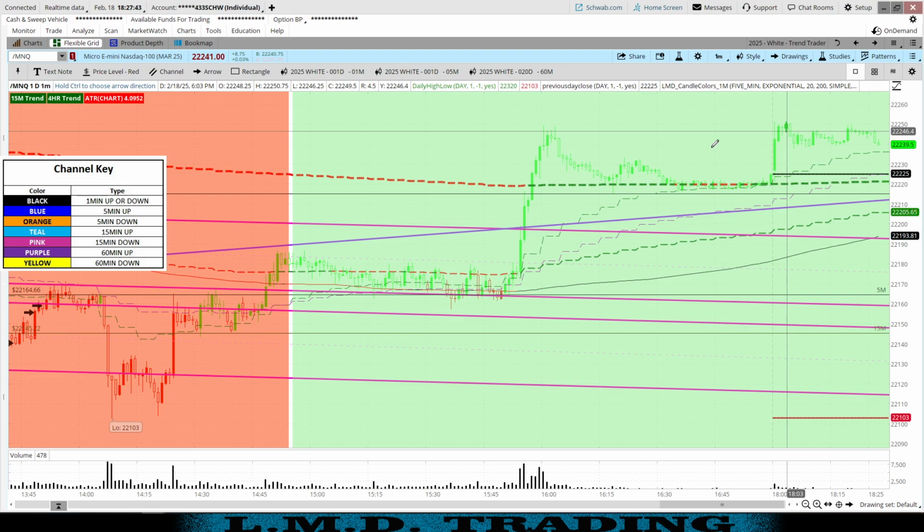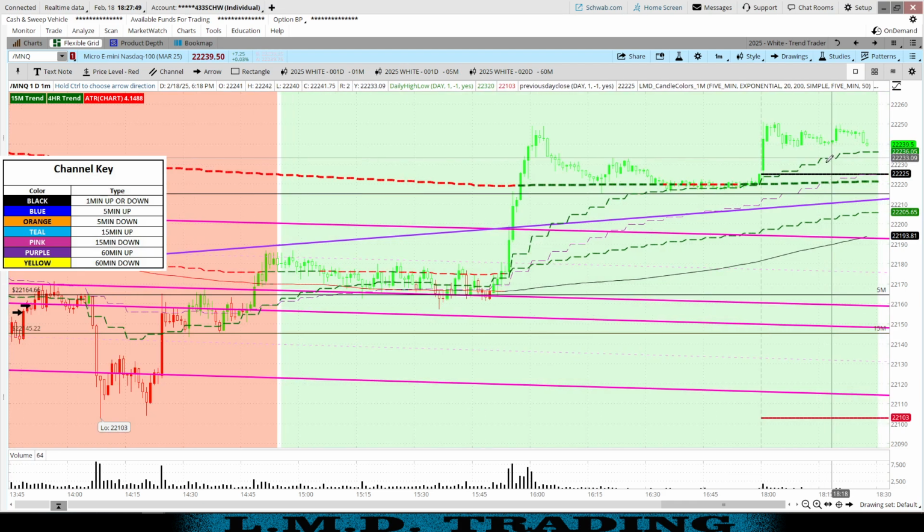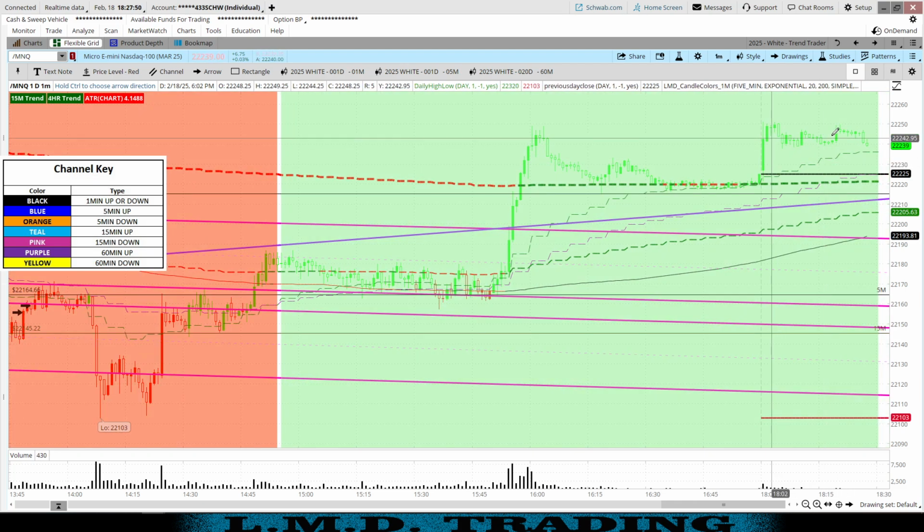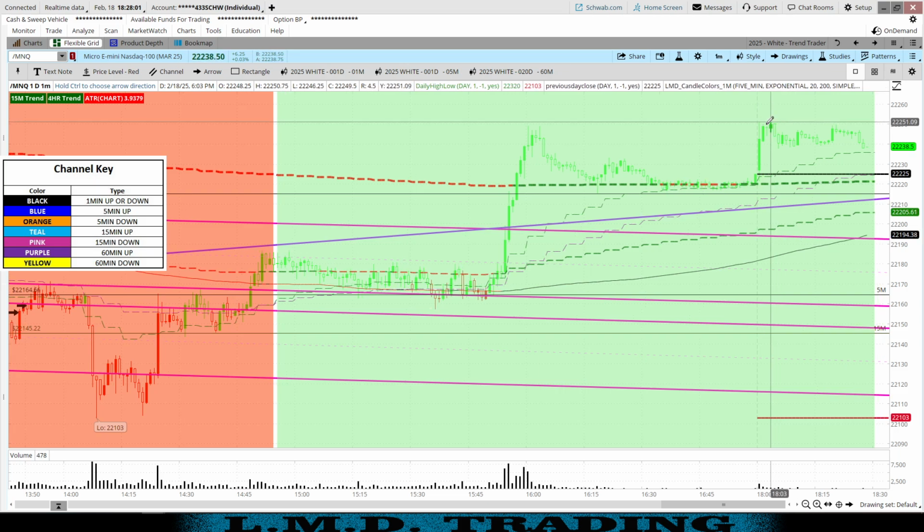Rip right up to the highs, and now look at what it's done the rest of the session after 6 o'clock. It's just been choppy. I was wanting to see if we were going to get a break of this level right here. We didn't get it, so it's going to be like a 4-bar play possibly. Didn't get it, so I'm hands off.